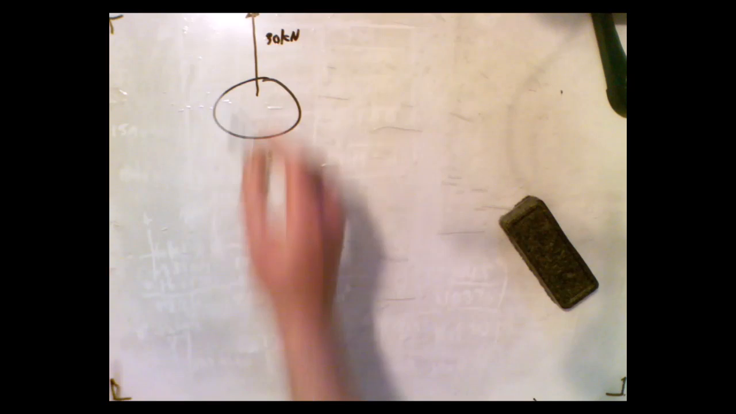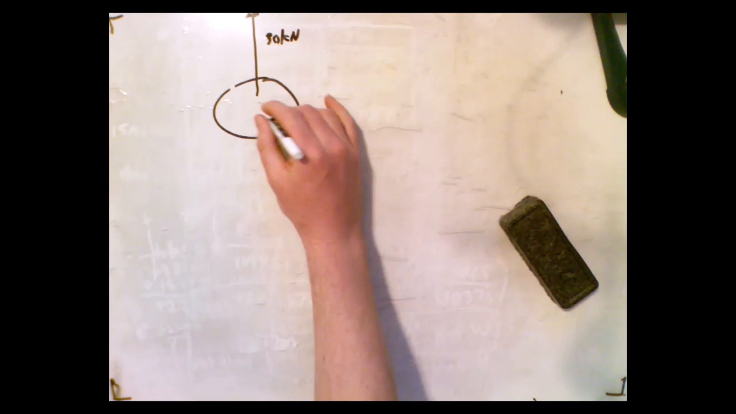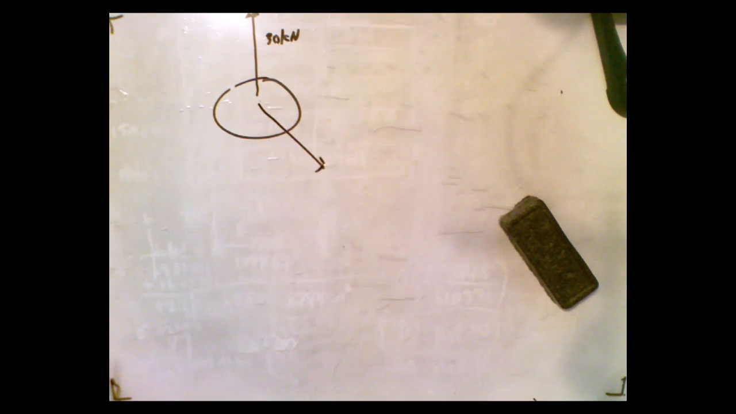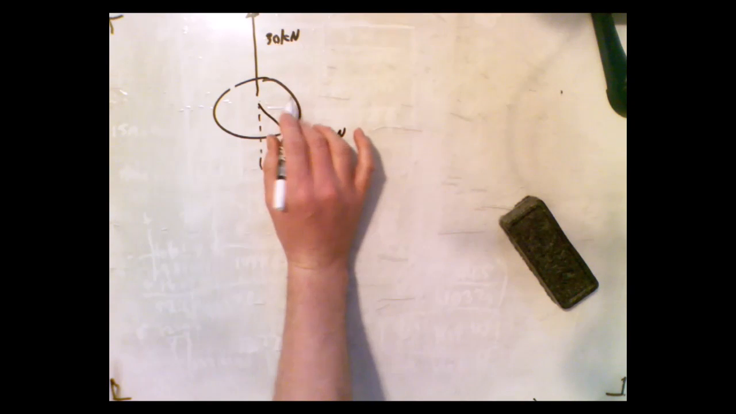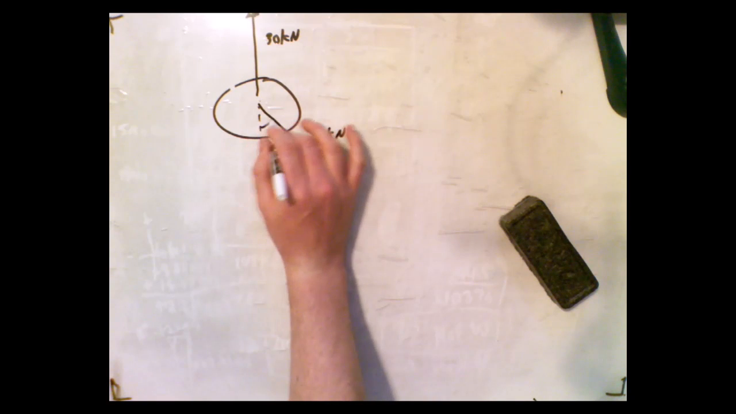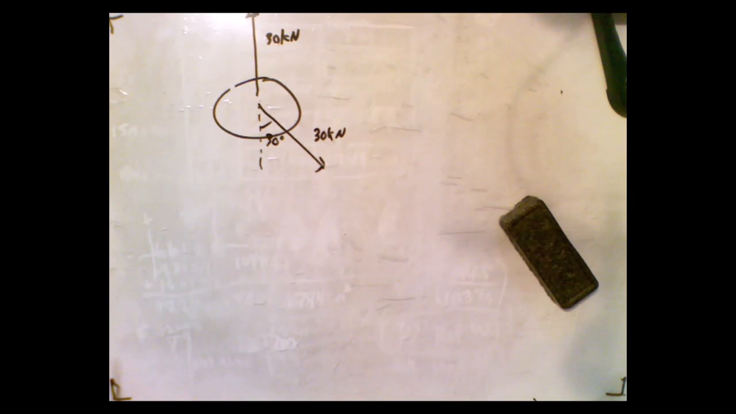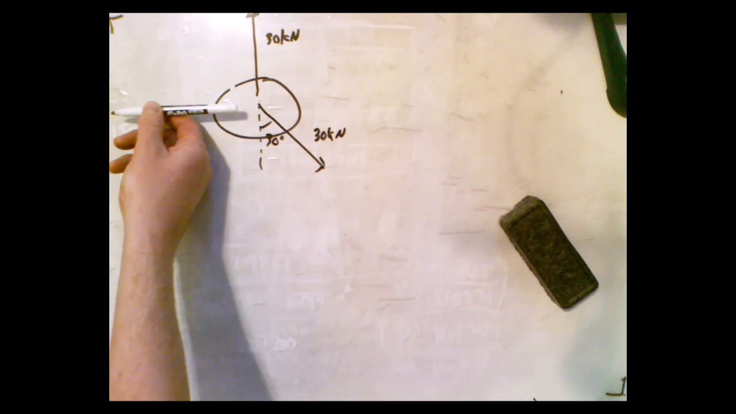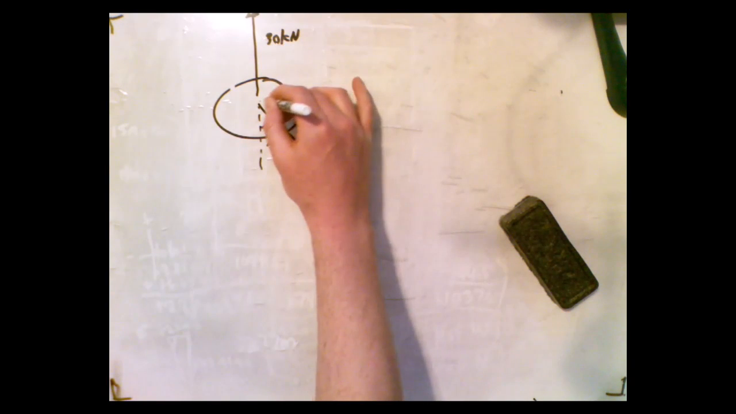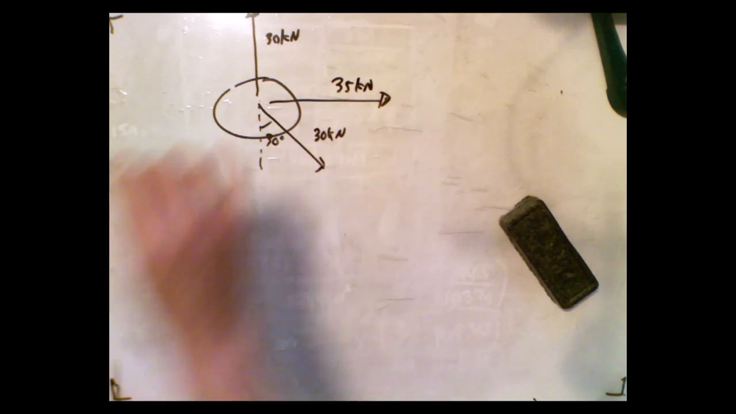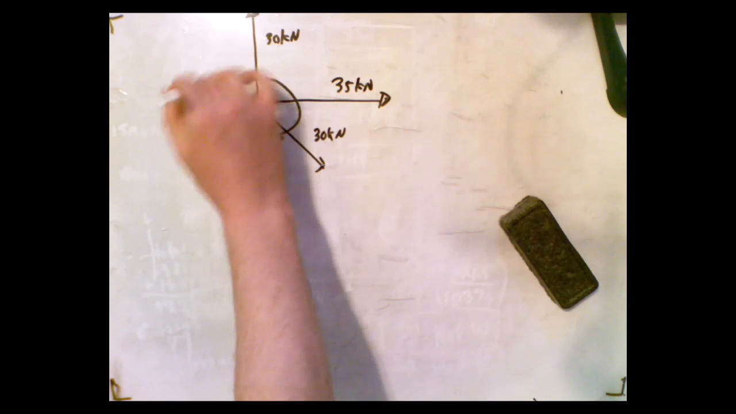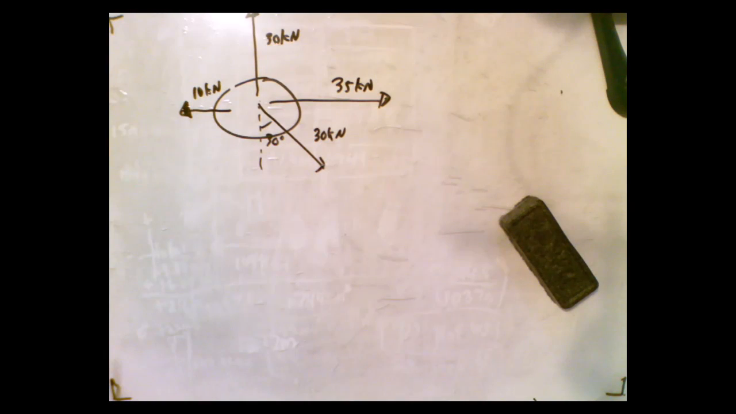Okay. And then there's a plume of smoke going this way, so that's going to force the rocket this way, and that is also 30 kilonewtons at an angle of 30 degrees, everything 30. And then there's a plume of smoke going this way, and that's going to push it this way, and this one's a larger one. This is 35 kilonewtons. And then there's a plume of smoke going this way, so it's going to force it that way, so it's 10 kilonewtons, like that. So that's our free body diagram.